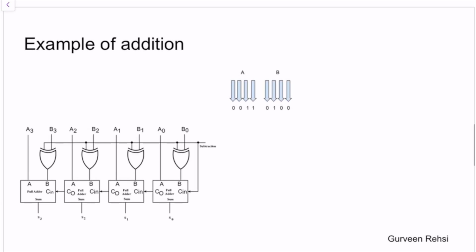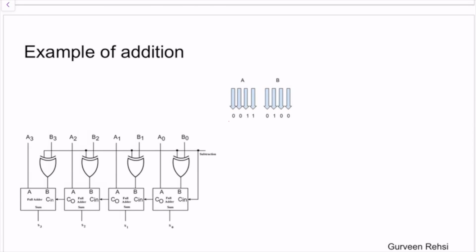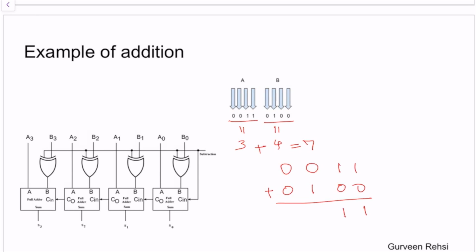Now, for example, suppose A is 0011, that is equal to 3, and B is 0100, which is 4. Now looking at the decimal representation, the sum of these two should equal 7. Now going through the binary operation 0011 plus 0100, we know that 1 plus 0 is 1, 1 plus 0 is 1, 0 plus 1 is 1, and 0 plus 0 is 0. And now the decimal representation of this output is equal to 7. So it does verify the addition process. And yeah, that's it.